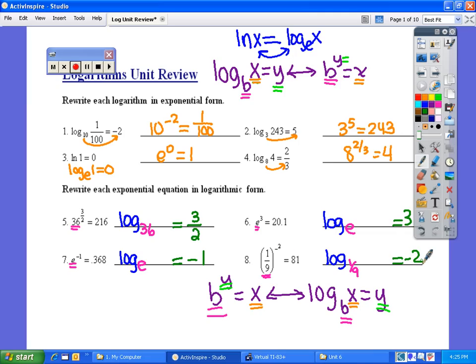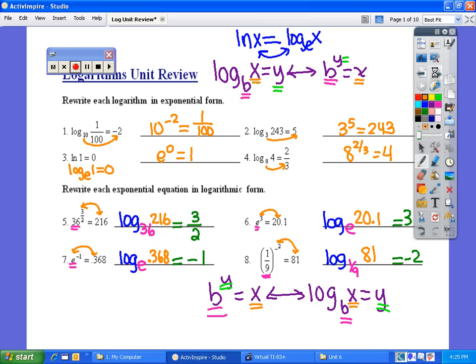Which leaves us with what goes next to the base. What goes next to the base is the answer from the exponent. So that means 216 will now go here. Notice all I did was switch these two around. The 0.368 goes here. Notice that I just switched these two around. The 20.1 goes here. Notice again that I just switched these two around. And last but not least, the 81 goes there. So notice again that I just switched those two around. This is very important when you have to rewrite in the equation section.